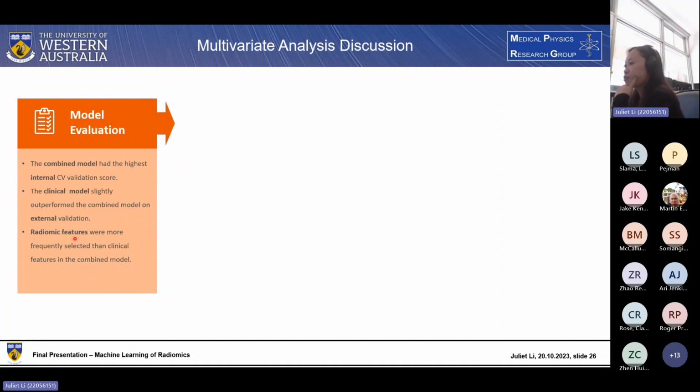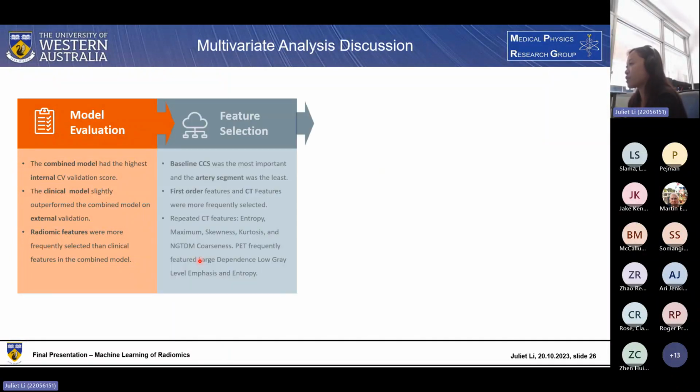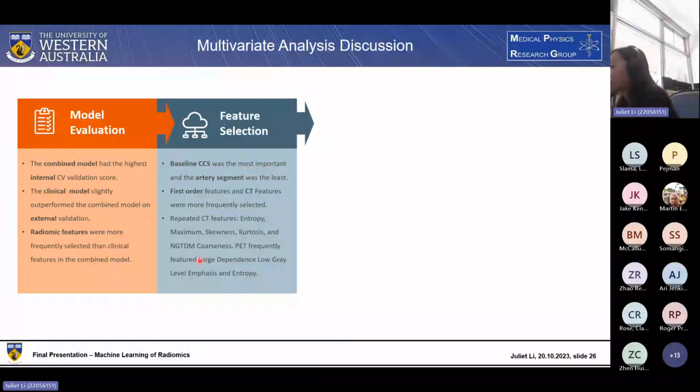We also noted that radiomics features were more frequently selected than clinical features, which means radiomics features are potentially of higher importance than the clinical features in predicting calcium score progression. Baseline calcium score is the most important feature, and that is why the clinical model has such good performance, and artery segment was the least important feature.